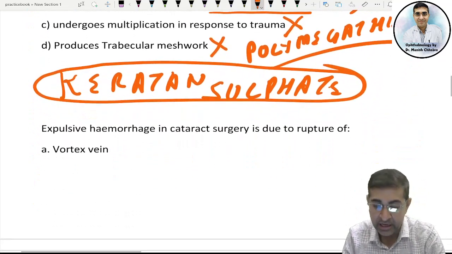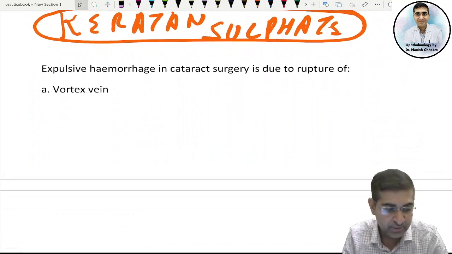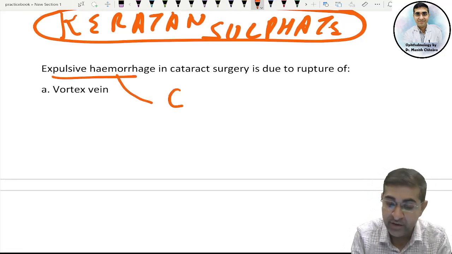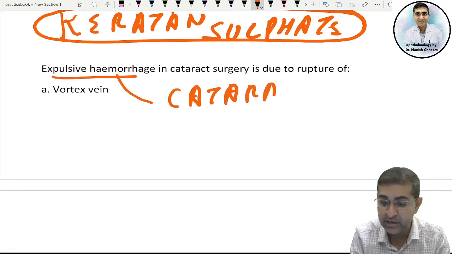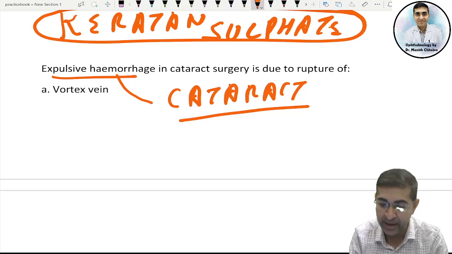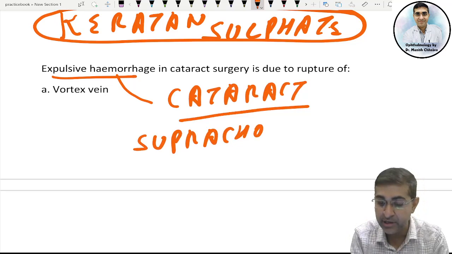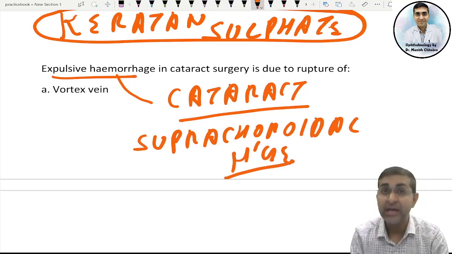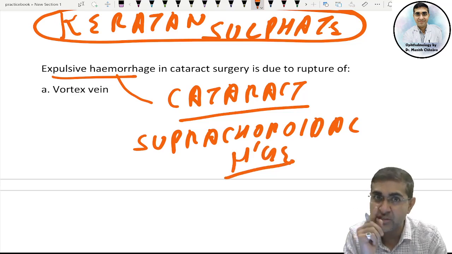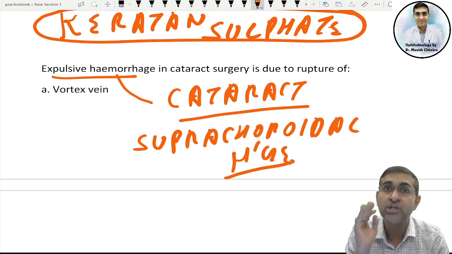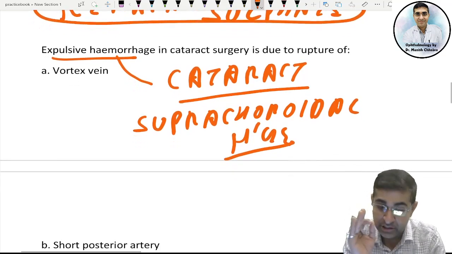Yes, okay. Now, expulsive hemorrhage in cataract surgery is due to rupture of what? Expulsive hemorrhage happens when you are operating on a patient of cataract, and there is suprachoroidal hemorrhage. Suprachoroidal hemorrhage is a very dangerous complication and it can lead to retinal detachment. So once there is expulsive hemorrhage, you need to stop the surgery there and then. You may even have to go for sclerotomy, but it is due to rupture of what?